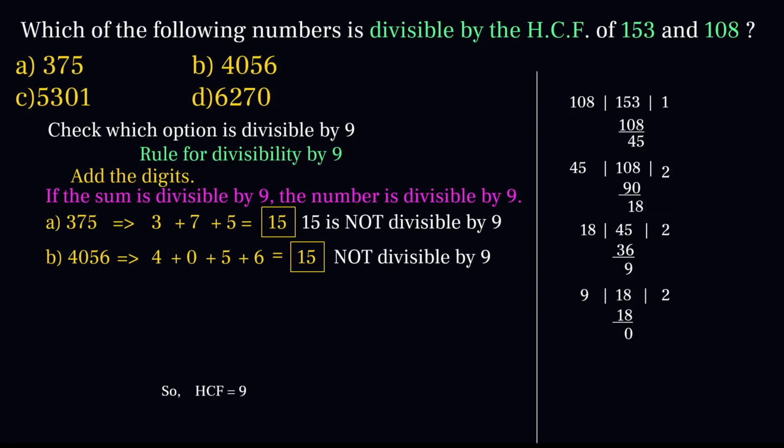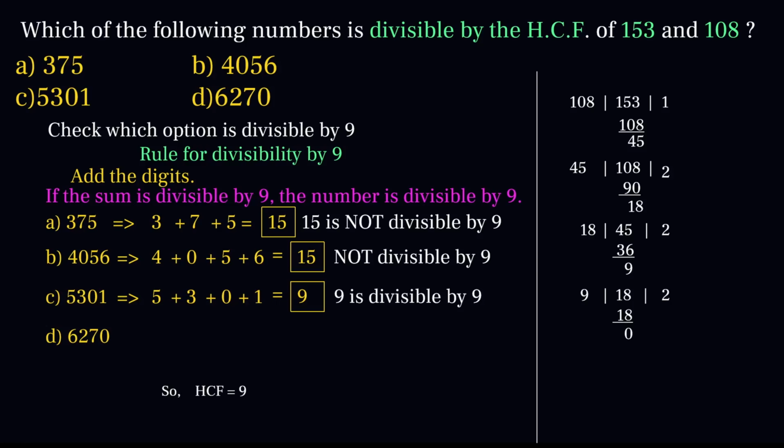There isn't any number which is divisible by 9. It will always leave a remainder, so we know that option B is incorrect. What about option C? If I add 5, 3, and 1, that would give me 9. So 9 is divisible by 9. So we know that option C, which is 5,301, is the number that is divisible by the HCF of 153 and 108. But let's try option D, which is 6,270. If I add 6, 2, and 7, that would give me 15, not divisible by 9. So we know that option C is the correct answer, which is 5,301.